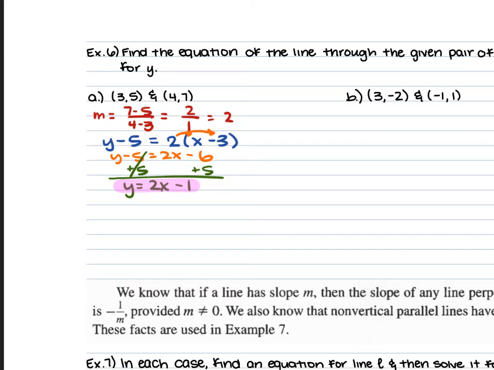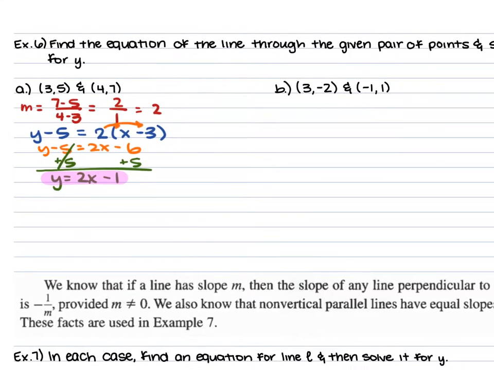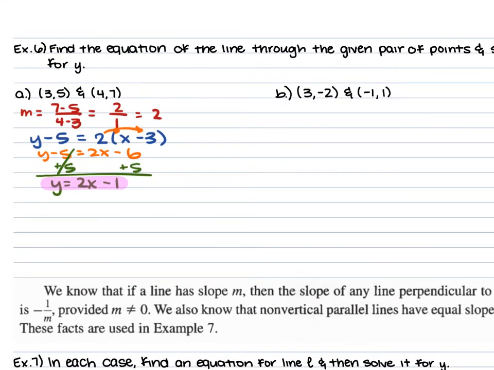For b, we're given the two ordered pairs 3, negative 2, and negative 1, 1. So to find our slope with these, we're going to do 1 minus negative 2 over negative 1 minus 3. The two negatives turn into positives. 1 plus 2 is 3. Negative 1 minus 3 is negative 4. So that's just negative 3/4.